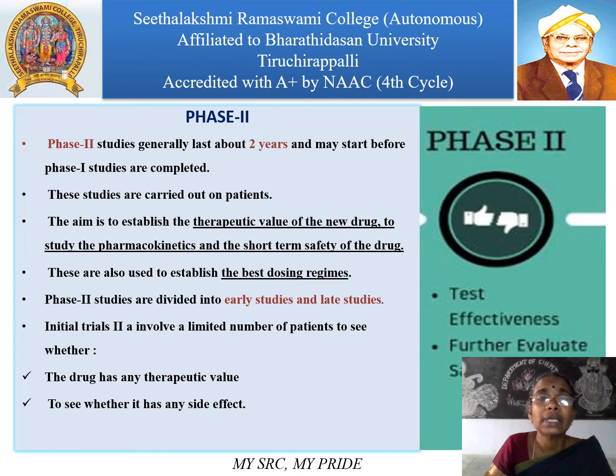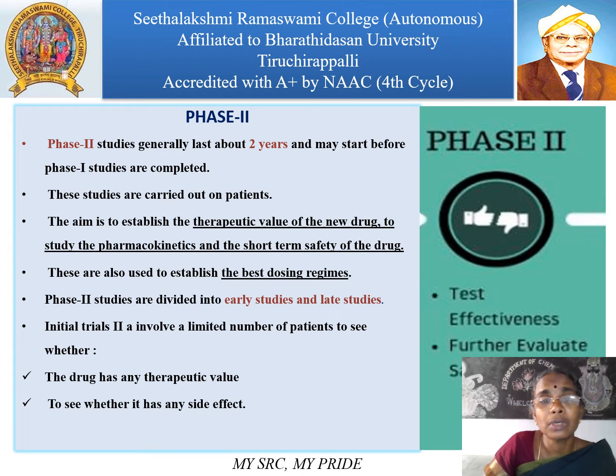Phase 2 clinical trials generally take about 2 years to complete, and they are started before the completion of the first phase. These studies are carried out on patients, whereas in phase 1 we used healthy human volunteers. In phase 2, patients are used for the study trials. Our aim is to establish the therapeutic value of the new drug, and to study the pharmacokinetics again and the short-term safety of the drug.